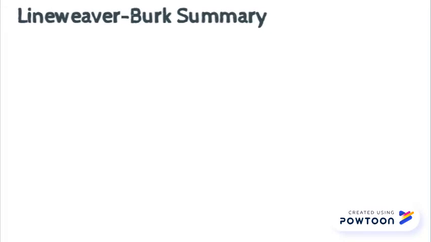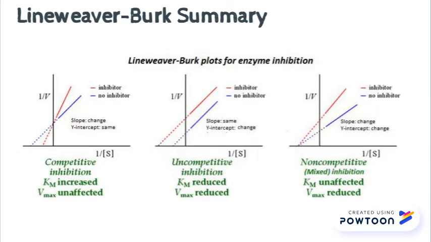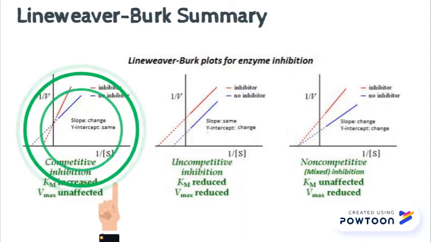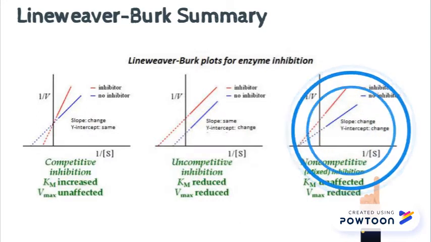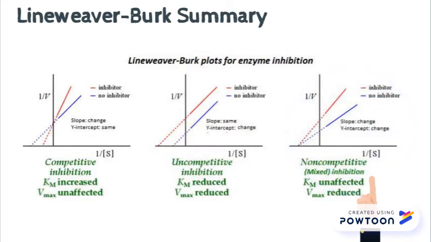Now let's revisit the Lineweaver-Burk summary for competitive, uncompetitive, and non-competitive inhibition. Since competitive inhibition does not affect Vmax, the y-intercept stays the same. For uncompetitive inhibition, both Km and Vmax are reduced, but by the same factor, so the slope of Km over Vmax doesn't change. For non-competitive inhibitors, the Km is not affected, so the x-intercept stays the same.